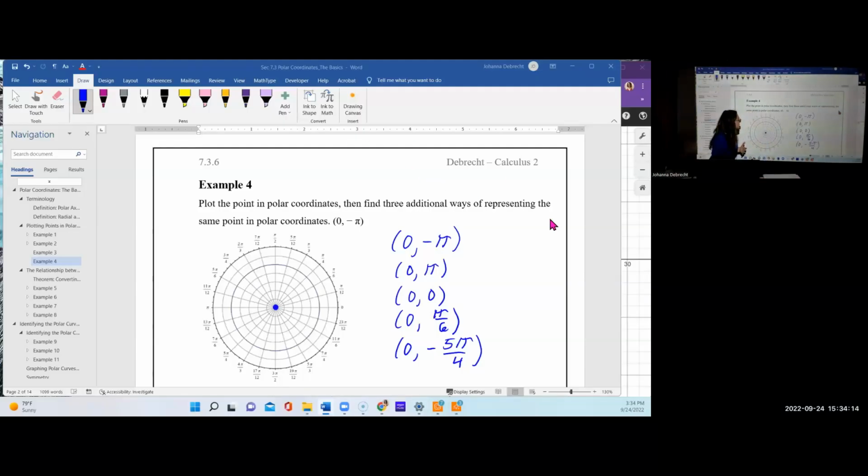This one is kind of an interesting point. By having the radial measure be 0, it means we never move away from the pole. So it really doesn't matter what the angle is, we're not moving off the pole. So bizarrely, you can give any angle measure with a radius coordinate of 0, and it's still going to plot the pole. In other words, this is also 0, 0, which we see right here as one of the choices. But again, you can completely change the angle. It doesn't matter. The radial coordinate is 0. It is the pole. So unlike in rectangular coordinates, where 0, 0 is the unique name of the origin, there are infinitely many names of the pole.